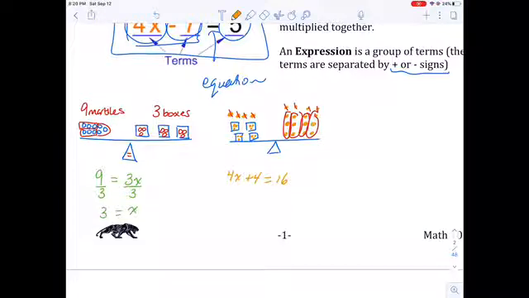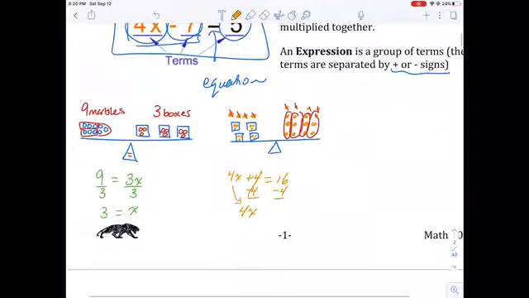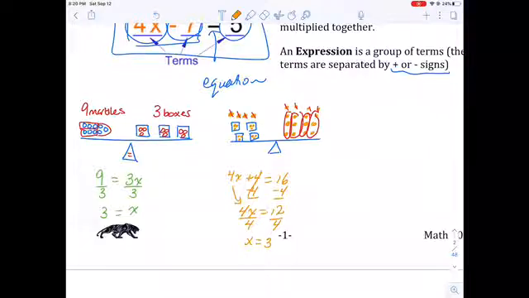So, what did we do? We subtracted 4 marbles from both sides, and we got 4 boxes left, right? Those marbles are gone. We're left with the 4 boxes, and that's 12 marbles, and we divided both sides by 4, and x was 3. In each box is 3 marbles. So that's the basics of algebra.